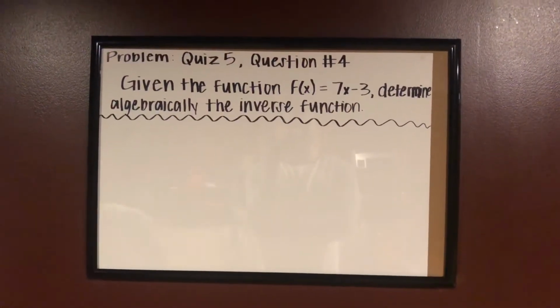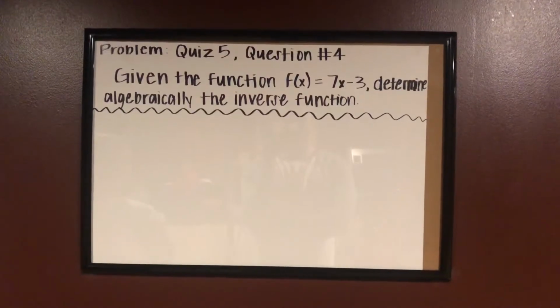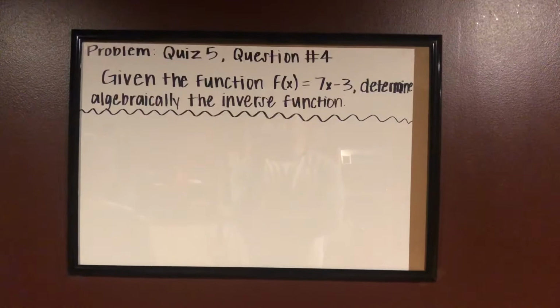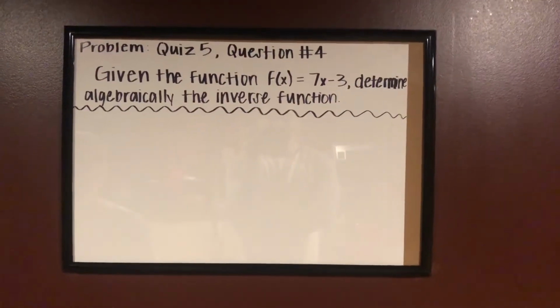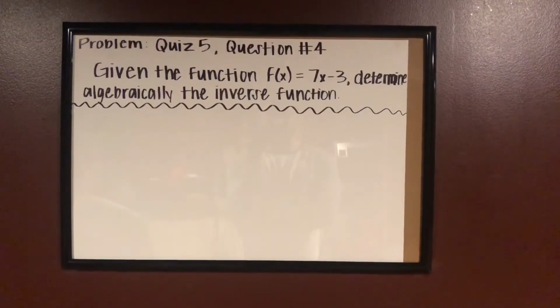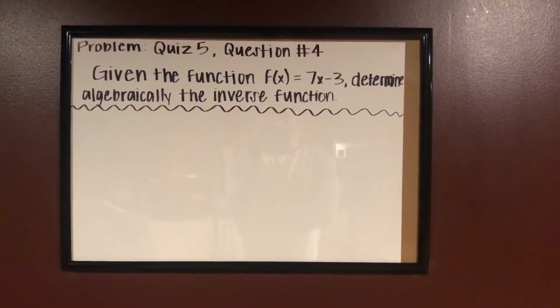Okay, so the first question that I'm going to be talking about is a problem from quiz 5, question number 4, and it's given the function f of x equals 7x minus 3. Determine algebraically the inverse function.